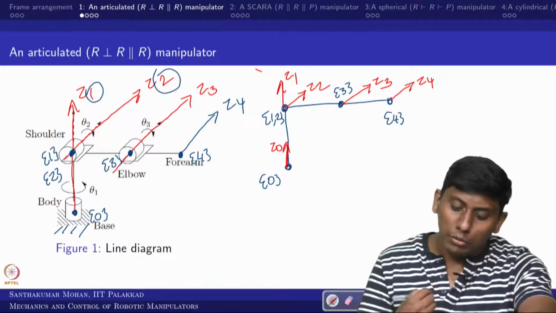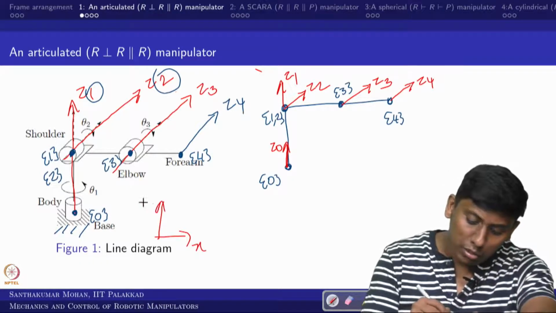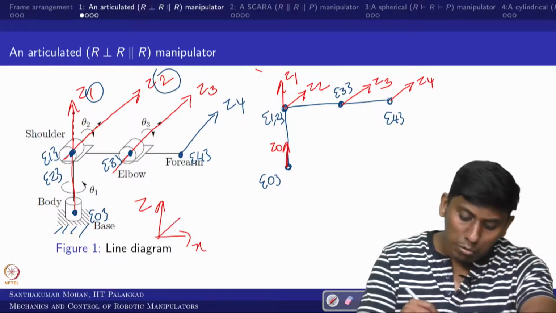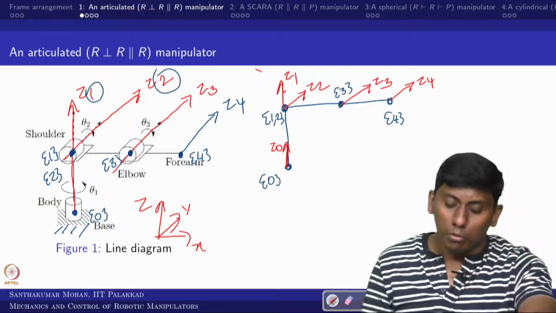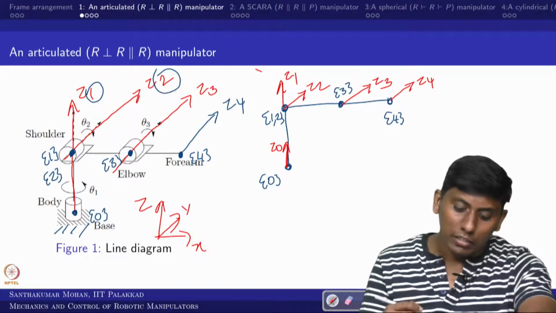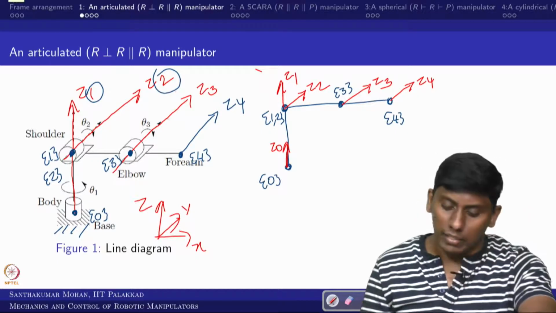The beginning choice I took as this because we always take this as X and this as Z, because the Y would be going inside, right. That is what the right hand rule says, so because of that consideration I have taken it. Now what else do we need to see? We need to fix the X axis.